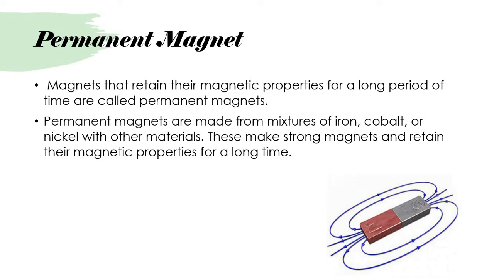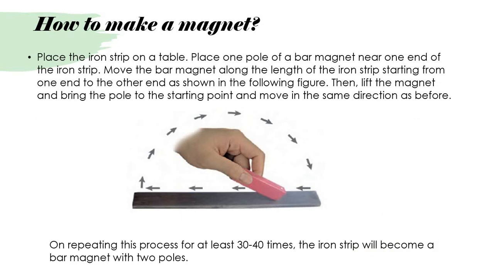But in the case of the temporary magnet, they are not able to retain their properties for a longer period of time, they retain their properties for a short period of time. Okay. Now coming to how to make a magnet, means how one iron nail or even an iron strip, even the cobalt, even the nickel, how we can make a magnet by the help of the other magnet or the influence of the other magnet. So place the iron strip on a table.